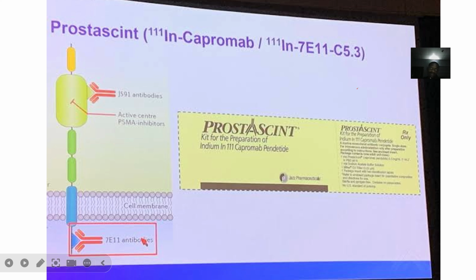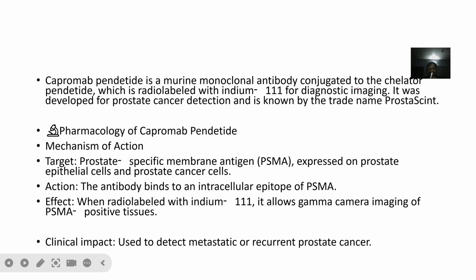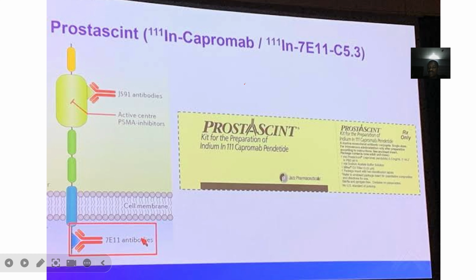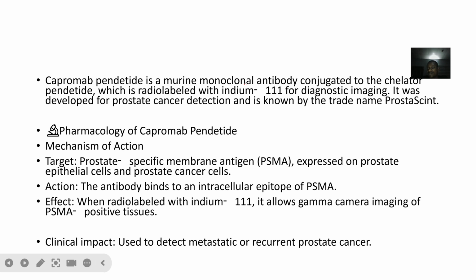It's labeled with a radioactive substance. So you should know that it's a murine monoclonal antibody. It's conjugated to the chelator pendetide. So this is labeled with what? Indium 111. So they usually use it for what? Diagnosing things, so that I can image in a better way rather than treat.